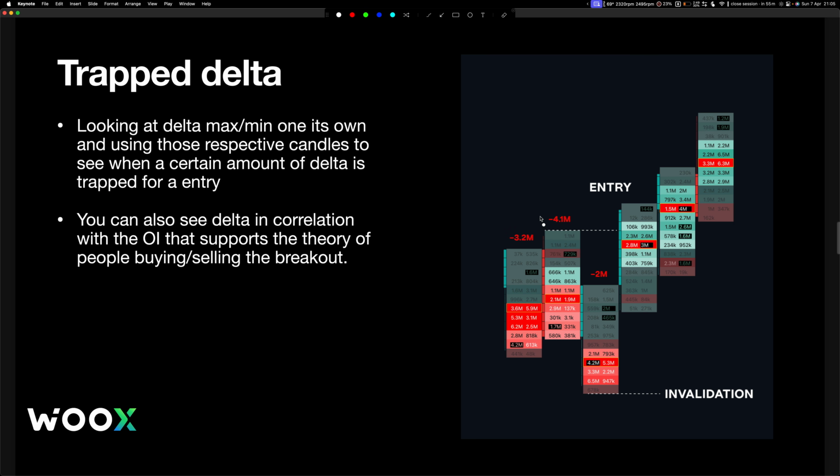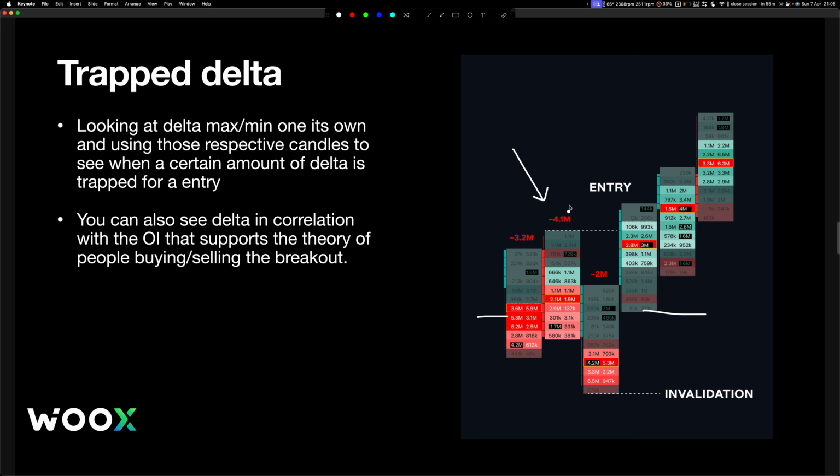This is just an example. Let's say you want to see roughly 10 million negative delta through 3 candles, or whatever you want to see, 10 million trapped before you want to enter. Say the level of interest is here and price comes into it. How would you decide whether to execute? Well, you see minus 3.2 million here, minus 4.41 million here, and this is delta minimum.